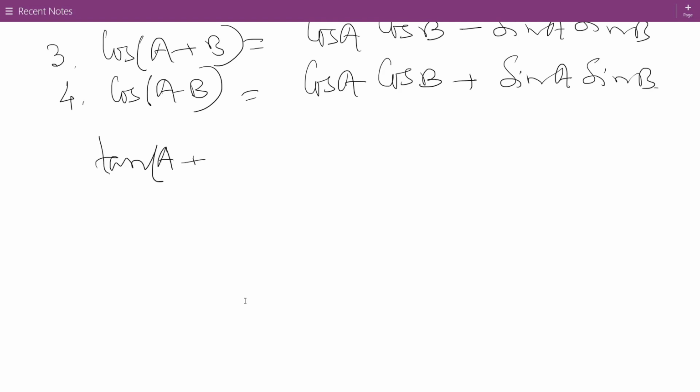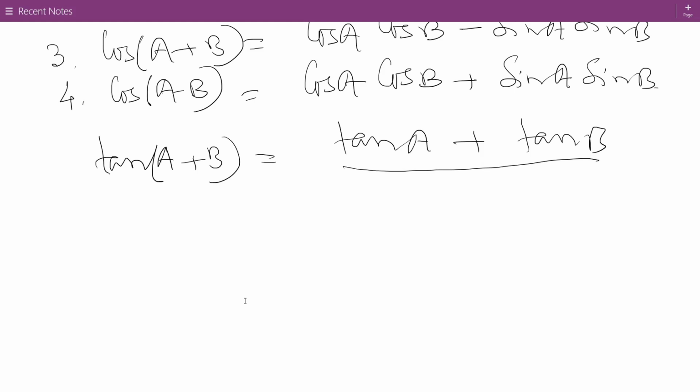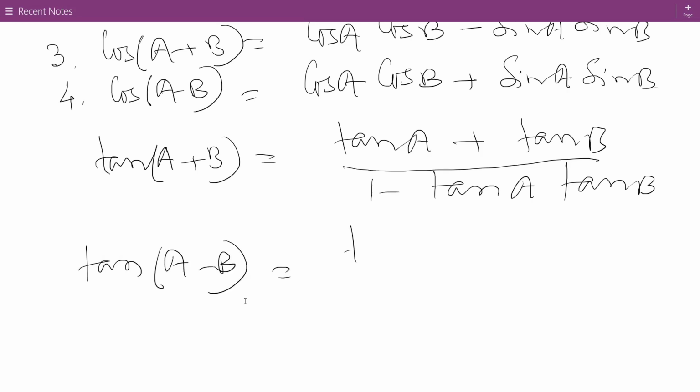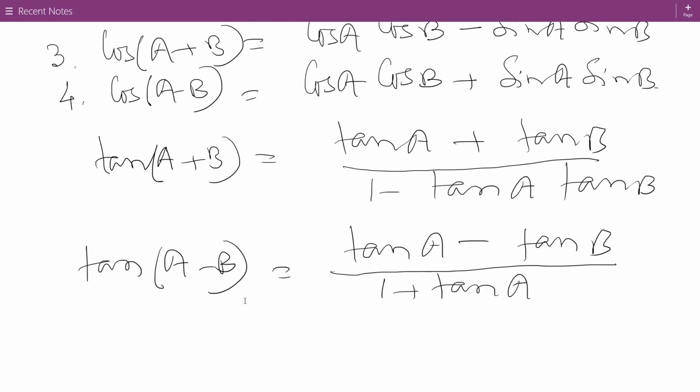tan A plus B: tan A plus tan B by 1 minus tan A tan B, and tan A minus B: tan A minus tan B by 1 plus tan A tan B.